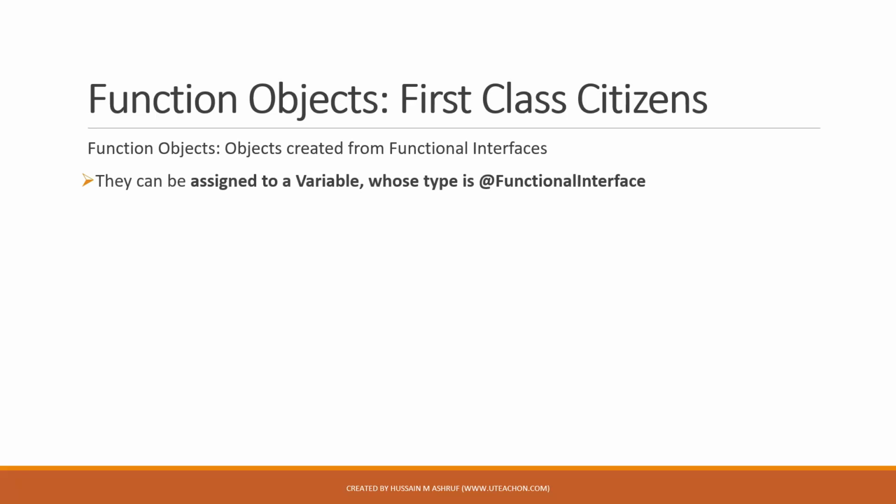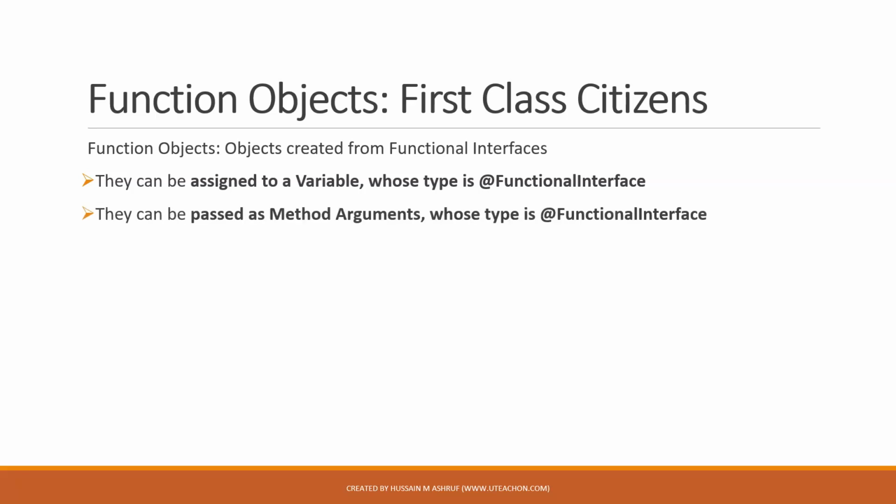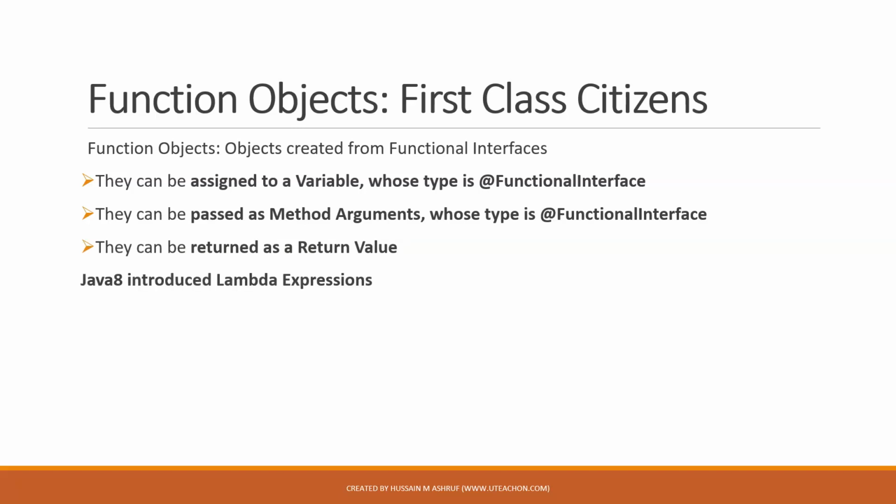They can be assigned to a variable whose type is a functional interface. They can be passed as method arguments whose type is a functional interface. Once again, they can be written as a return value. So Java 8 introduced lambda expressions, as we discussed.